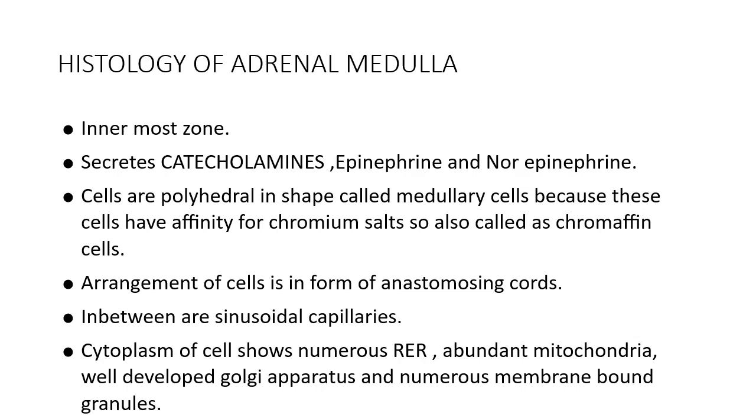Now, as we have done the histology of the adrenal cortex, we come towards the histology of the adrenal medulla. It is the innermost zone. It secretes catecholamines, which are epinephrine and norepinephrine, or the other names, adrenaline and noradrenaline. Cells are polyhedral in shape, and these cells are called medullary cells because they are present in the adrenal medulla, but they have an affinity for chromium salt stains, so they are also called chromaffin cells.